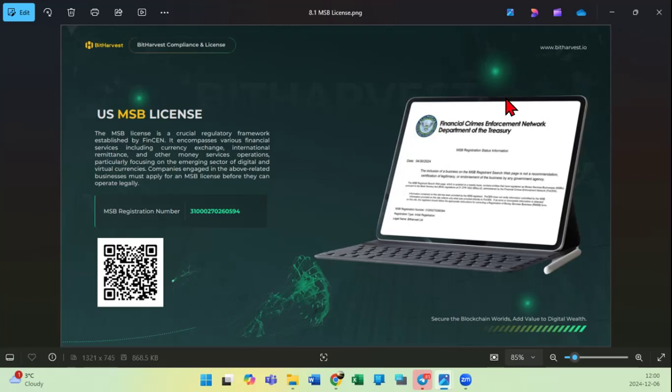As a result of having this MSB license, we have a Visa debit card coming out this month, and it'll be another way for us to withdraw our funds. So this is really cool.